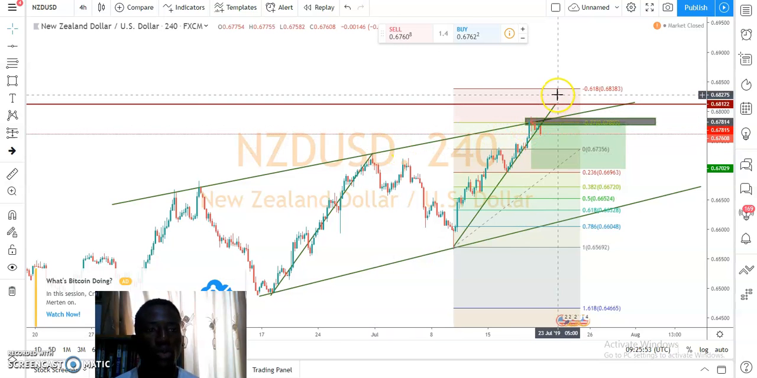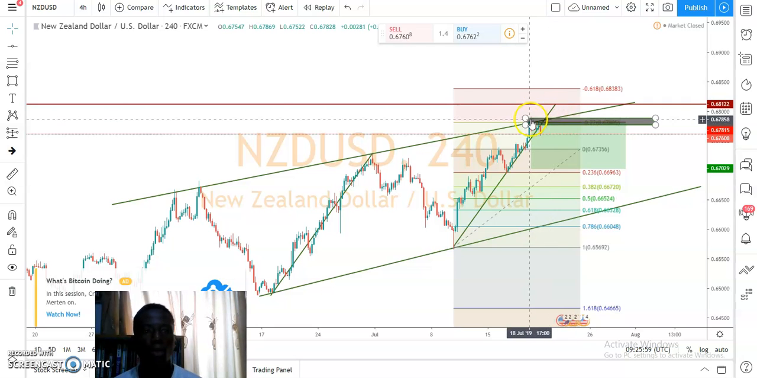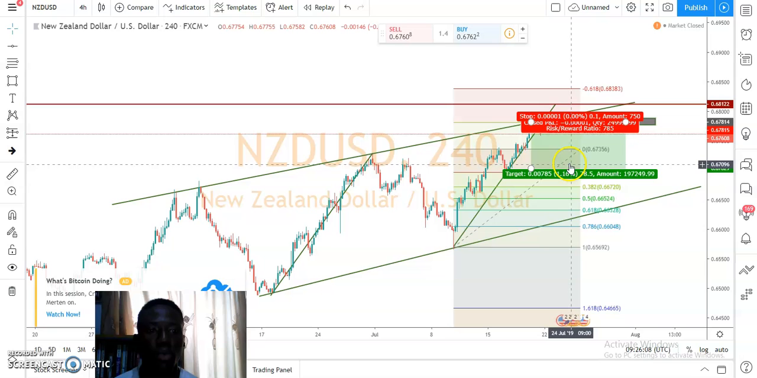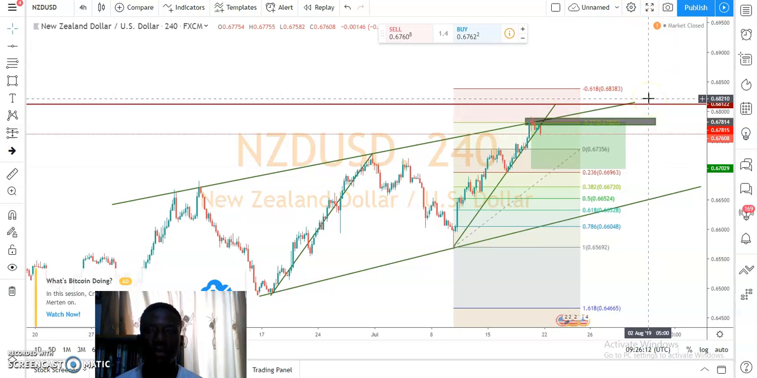Price can still come up to the 0.61 extension or the delay since we're in an uptrend. But I took a sell here, a very good trade now, and this risk-free stop loss at entry will allow the trade to move while collecting partial profit as the trade goes on. So that's that for NZD.